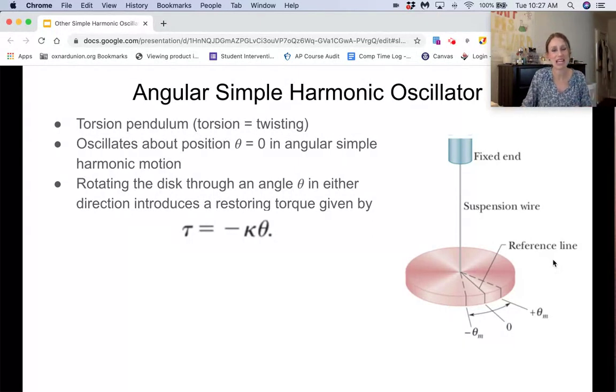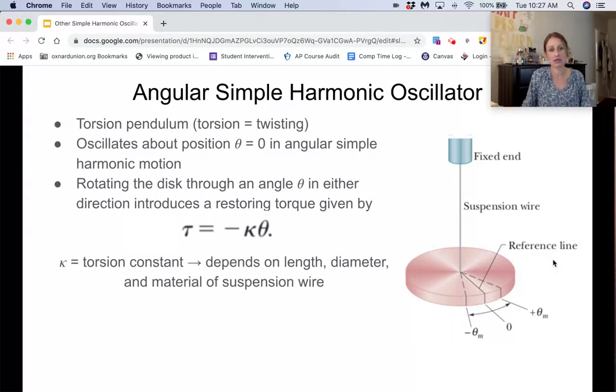Kappa times theta, where kappa is the torsion constant, and this depends on the length, the diameter, and the material of the suspension wire that the thing is hanging from. So think of kappa kind of like a spring constant, okay? It has to do with our suspension wire, just like the spring constant has to do with the actual spring that the mass is attached to.